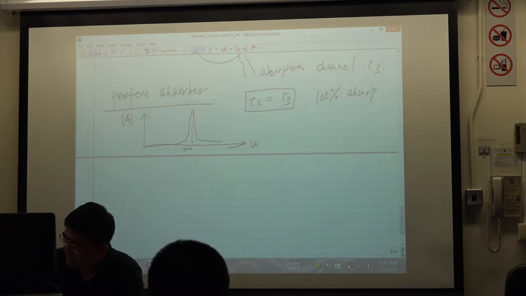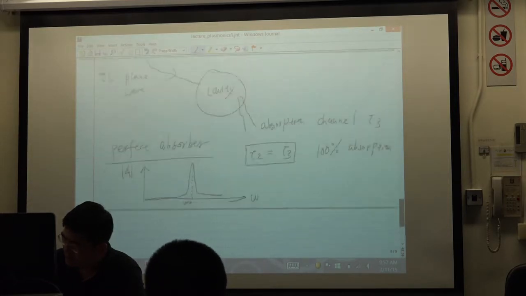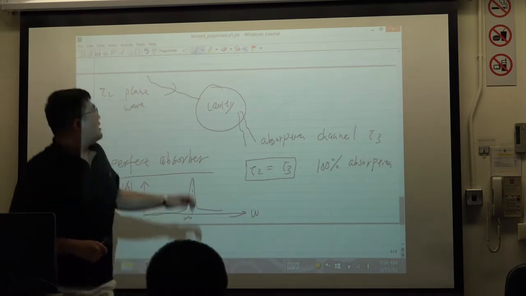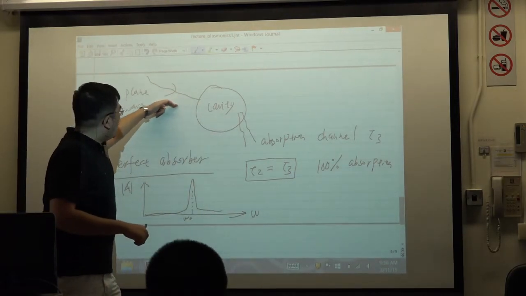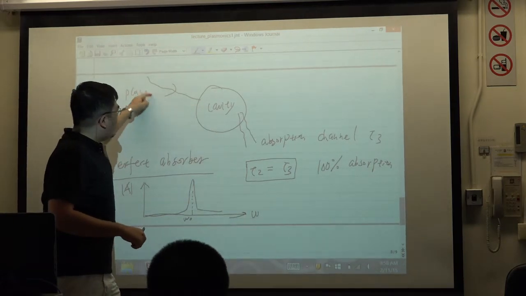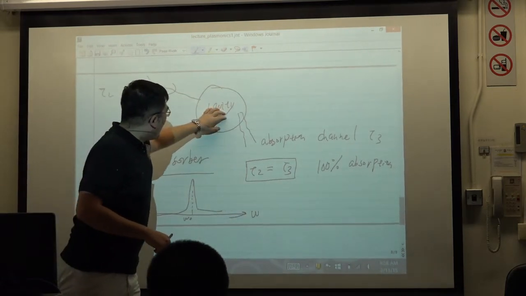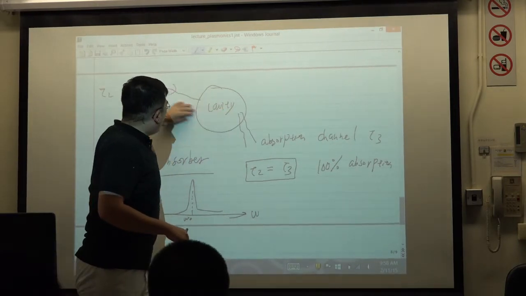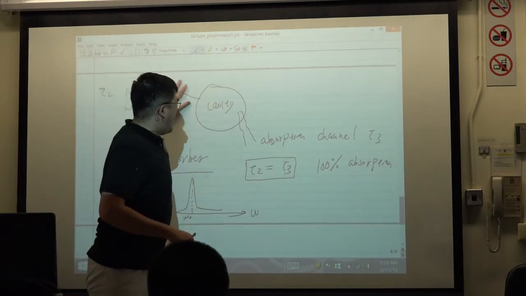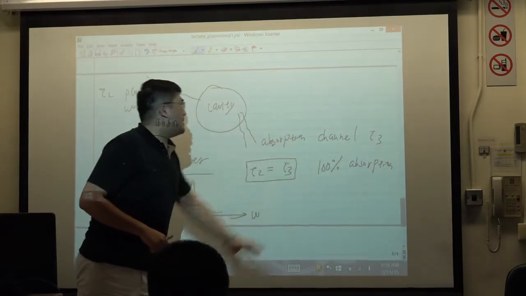Why can they achieve 100% absorption? Because when the plane wave goes to the cavity, first they have a direct reflection. Another, they go into the cavity, have a resonance, go several circles, then go out. These two reflections can cancel each other out, and they come back to 100% absorption.